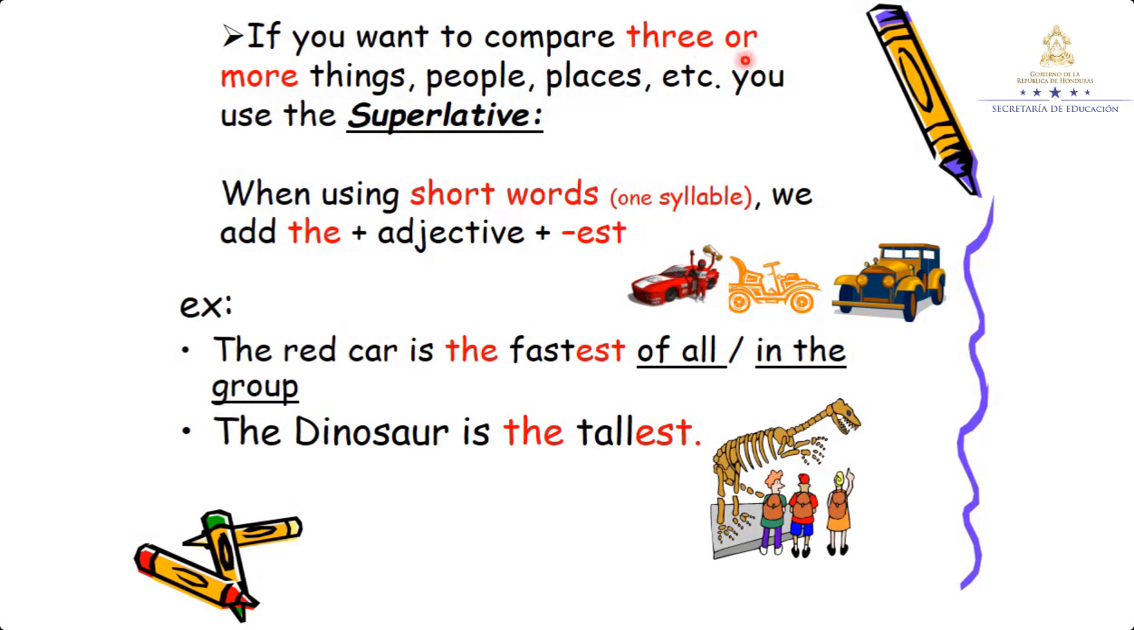If you want to compare three or more things, people, places, etc., you use the superlative. When using short words, one syllable, we add the plus adjective plus est. For example, the red car is the fastest of all in the group. So that means that among the three cars, the red car runs faster, okay? The dinosaur is the tallest. So we are saying that among the group, the dinosaur is the tallest, okay?